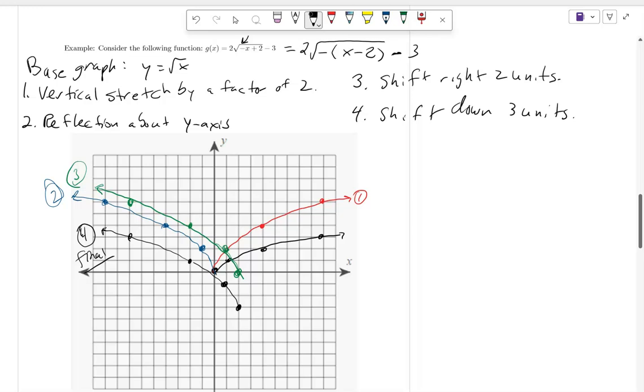Are we okay with the process? One of the reasons I put those points on there is that it helps me identify those ones. So I'm just taking each of those and shifting them that way.